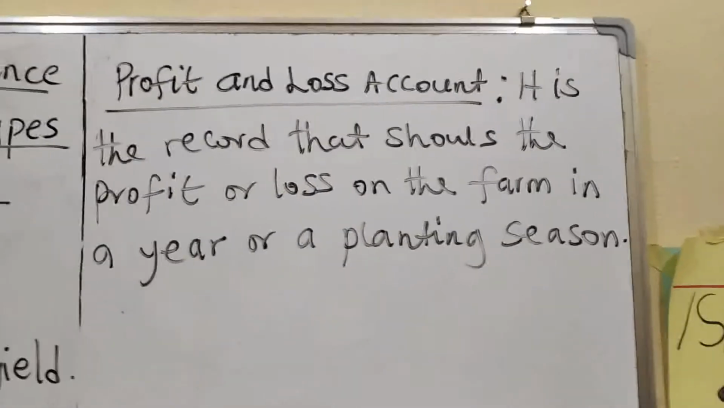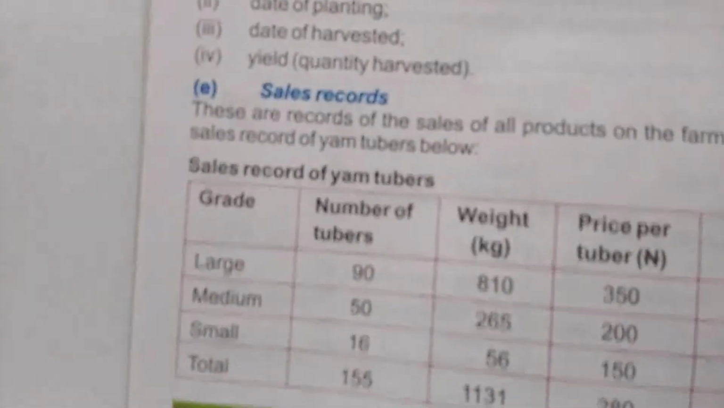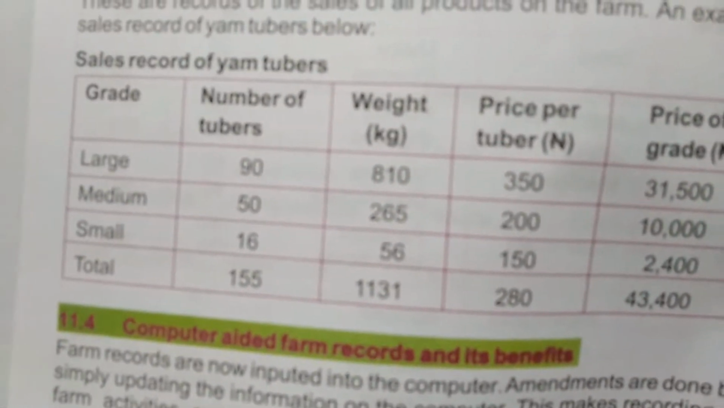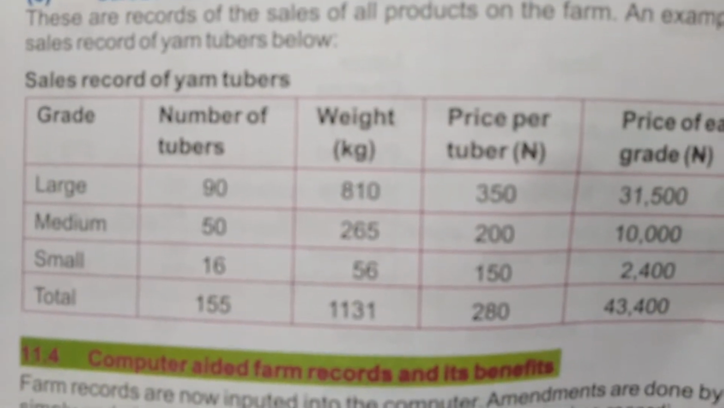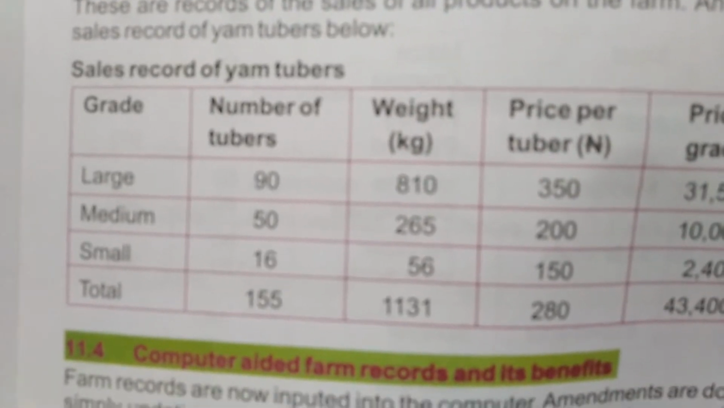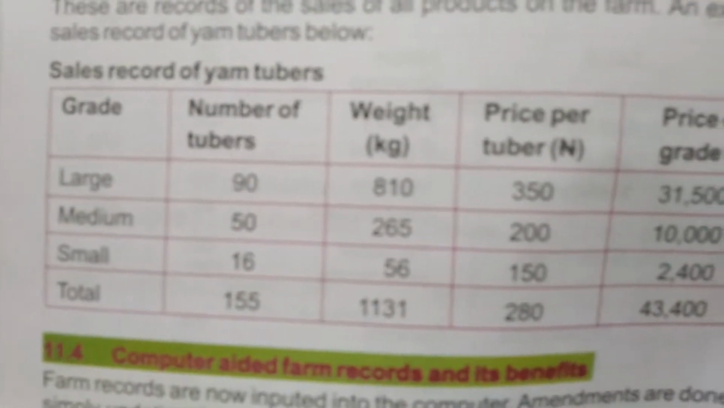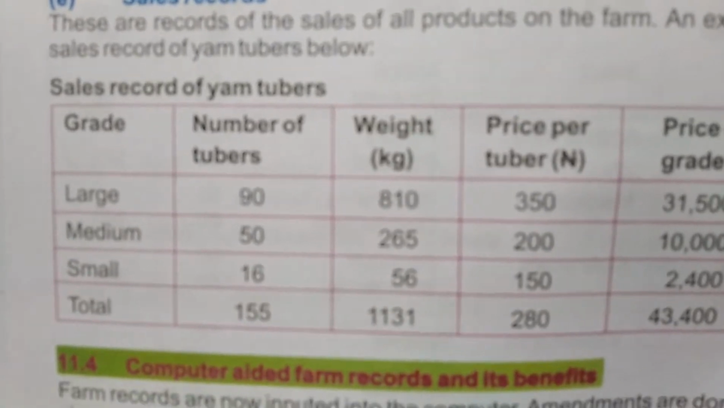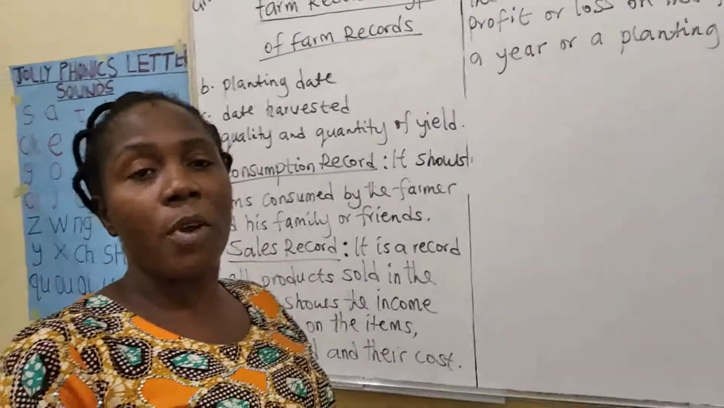Here is an example of what a sales record is all about. You can see a sales record of yam tubers. You can see the sizes of the tubers: large, medium, small. You can see the number of tubers, their weights, then the price per tuber and the total price for all of them. Here is a typical example of a sales record. Now the profit account that I mentioned will help the farmer to know his profit level.